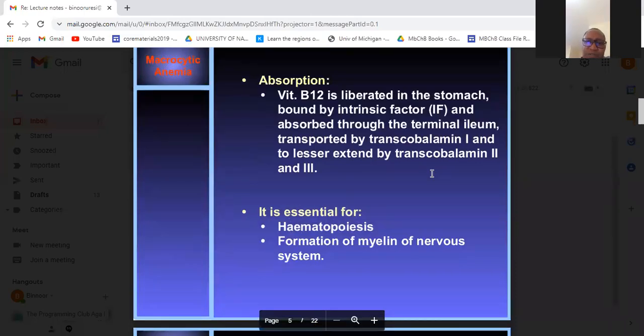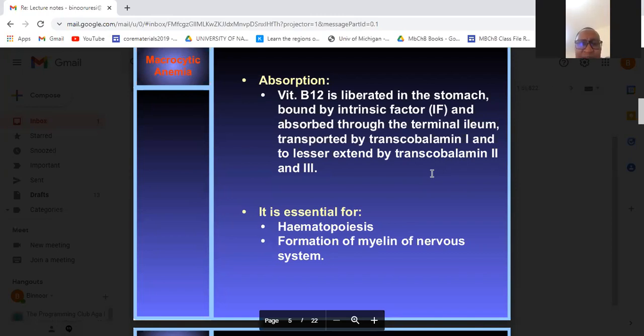So B12 is absorbed in the stomach. Once it reaches the stomach, it's bound by intrinsic factor. Once you eat it, once it's ingested into the GI system, in the stomach the parietal cells release intrinsic factor, which then binds to vitamin B12. And then these together are absorbed in the terminal ileum.